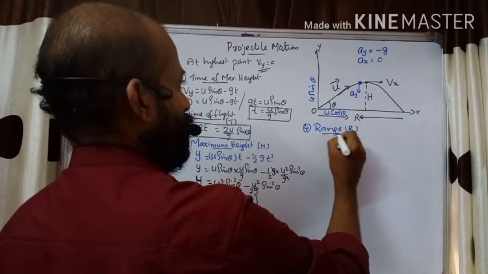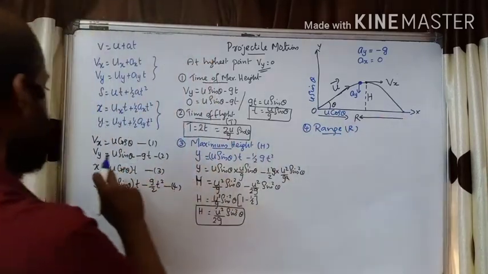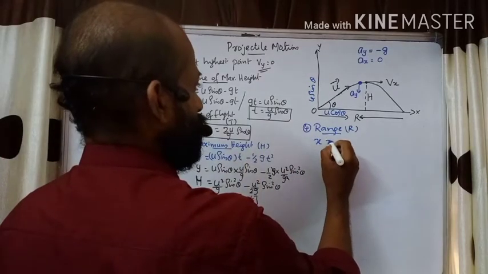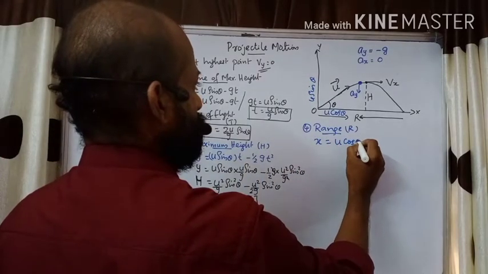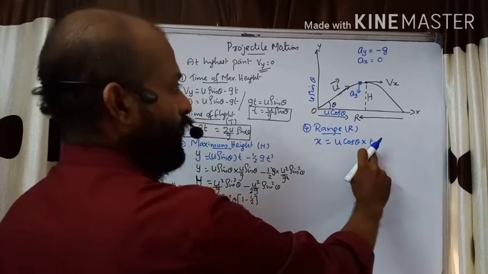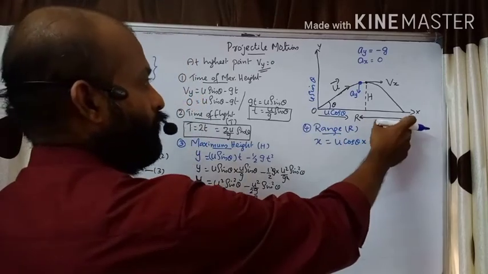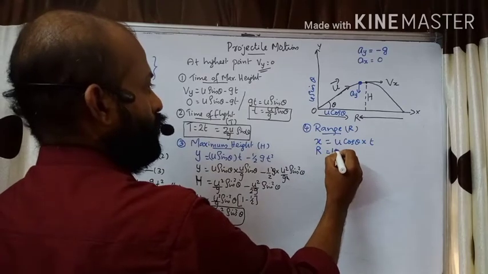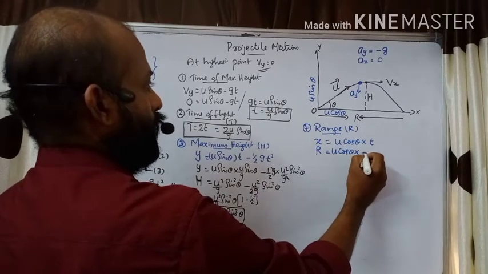Capital R. What is x position? We have a relation for x position as u cos theta into t. So x is equal to u cos theta into t. What is the time t? It will be the maximum total time of flight, that is capital T. So range R is equal to u cos theta into capital T.